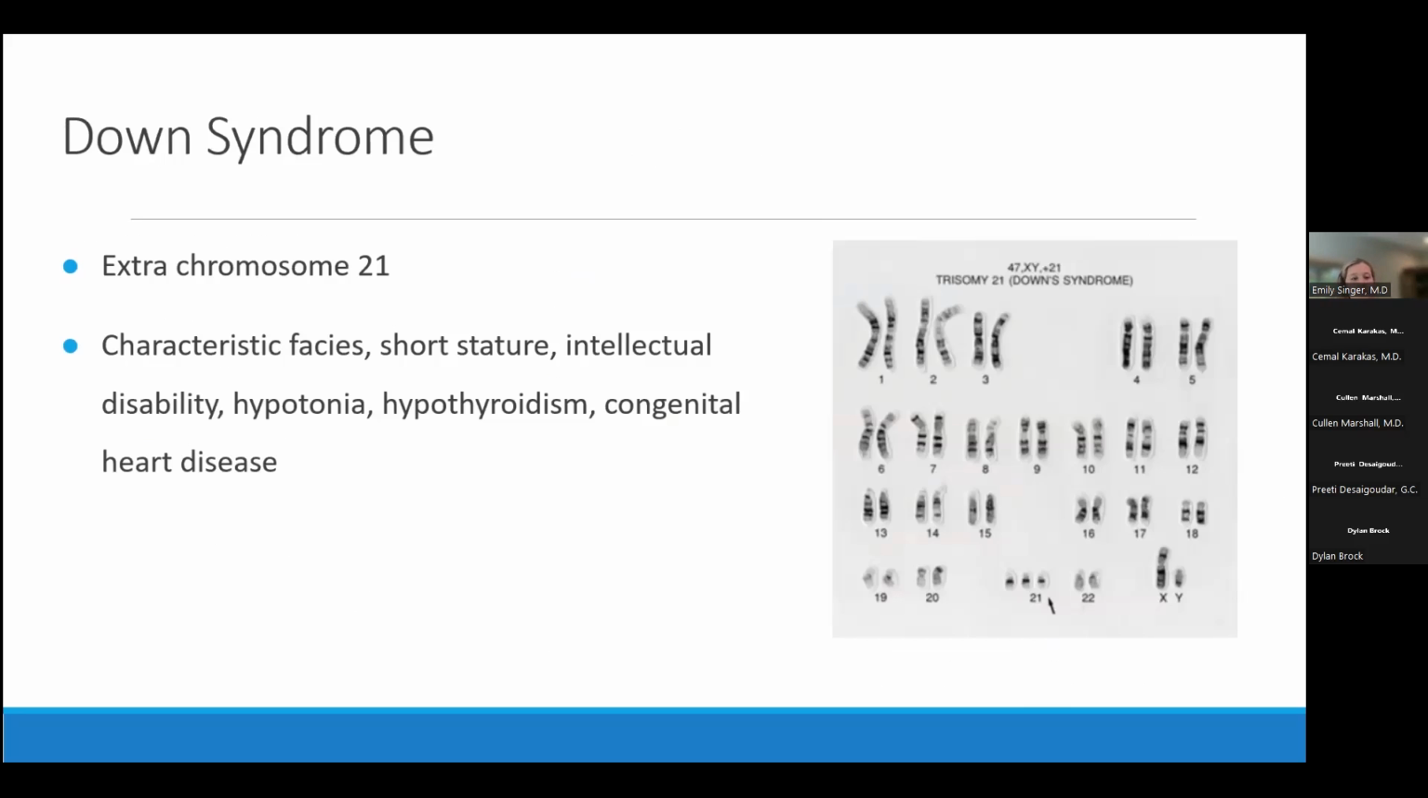All right, so we'll shift focus now and move to Down syndrome. As we know, Down syndrome is the most common genetic disorder. It is a trisomy caused by inheritance of an extra chromosome 21 or a part of an extra chromosome 21. Kids with Down syndrome have a characteristic facies. They typically have short stature, they can have intellectual disability, hypotonia, hypothyroidism, and can have congenital heart disease as well. So that all plays a role in their presentation with their sleep problems.